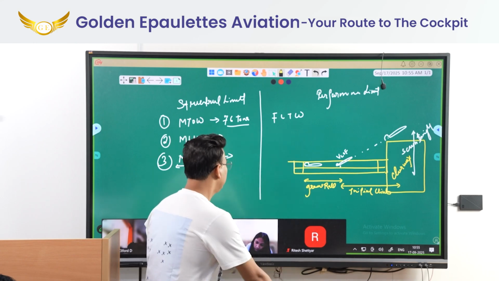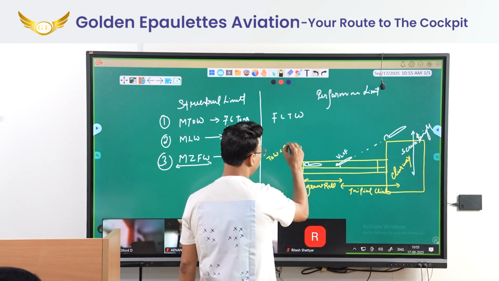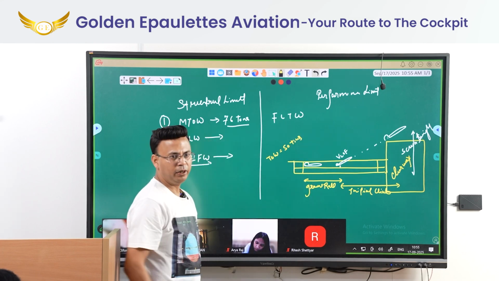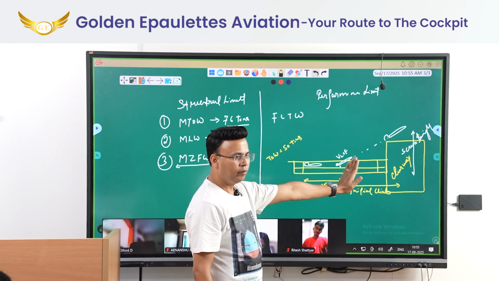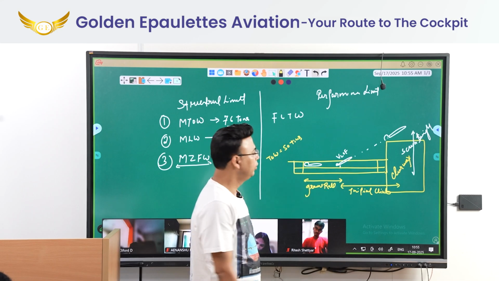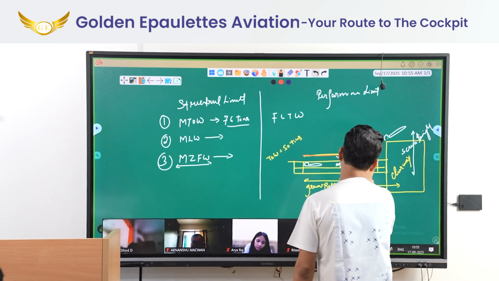For example, today I am carrying a takeoff weight of 50 tons. I take off from here, lift off at this point.